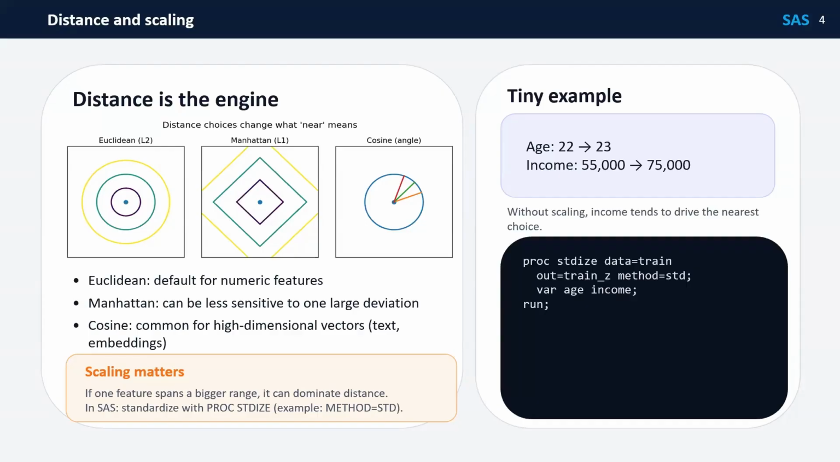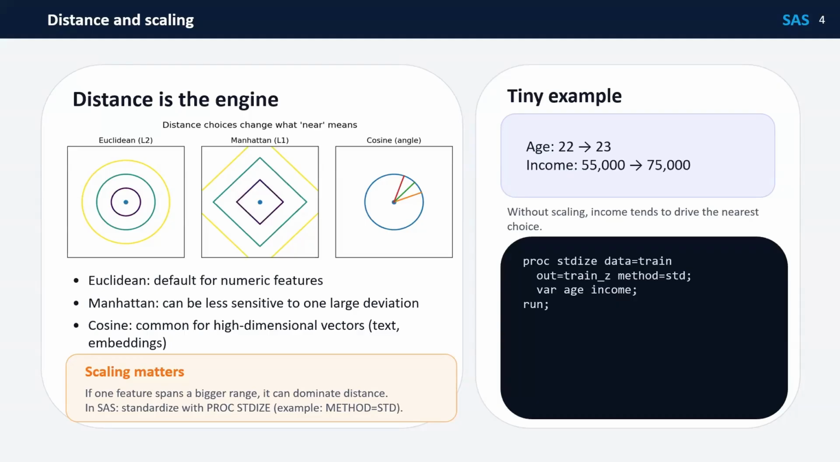Now, the key practical issue, scaling. If one feature spans a much bigger numeric range than another, it can dominate the distance calculation. Let's use the tiny example on the right you see with age. Age changes by 1 year, and income changes by $20,000. If we compute the distance on the original units, income tends to drive the nearest neighbor choice, even if age matters. So we have to standardize.